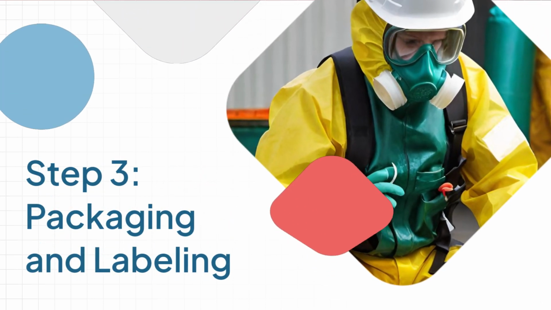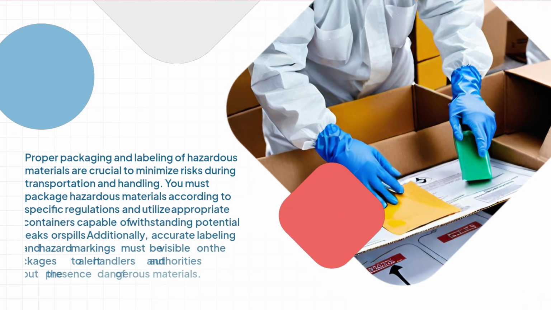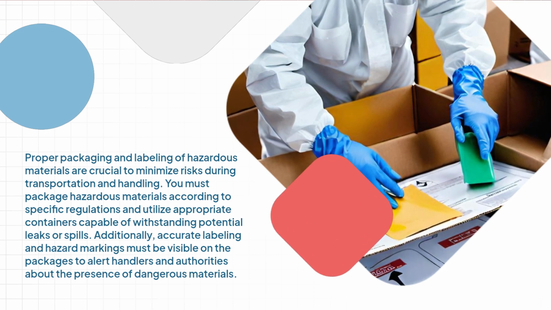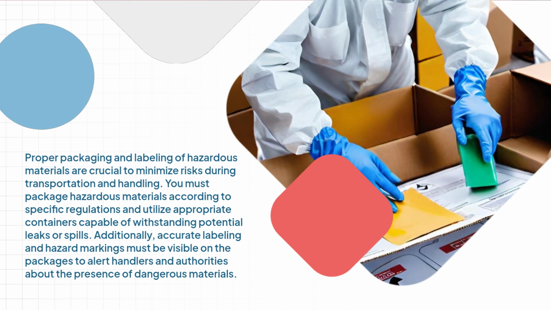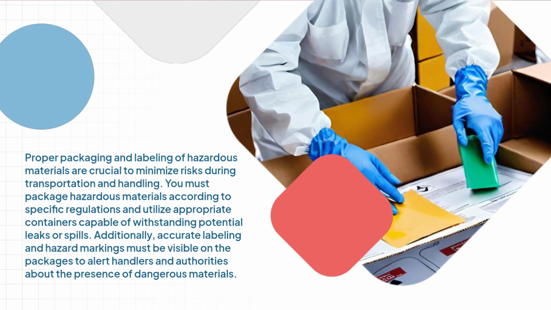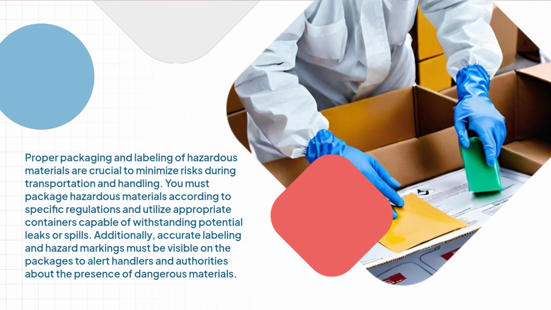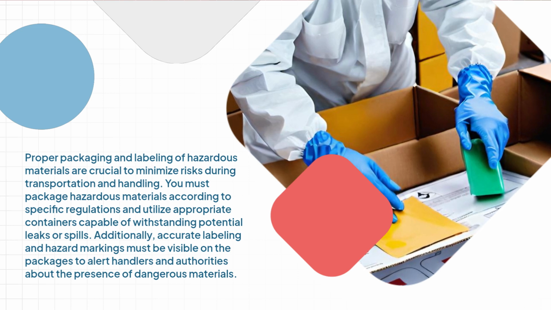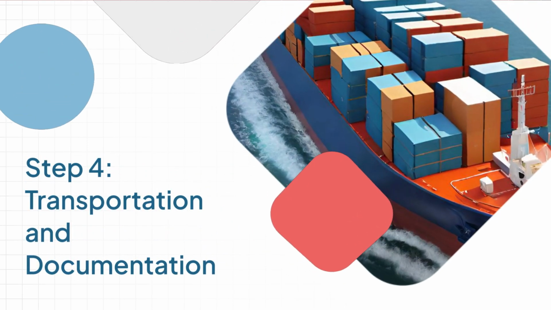Step 3. Packaging and labeling. Proper packaging and labeling of hazardous materials are crucial to minimize risks during transportation and handling. You must package hazardous materials according to specific regulations and utilize appropriate containers capable of withstanding potential leaks or spills. Additionally, accurate labeling and hazard markings must be visible on the packages to alert handlers and authorities about the presence of dangerous materials.